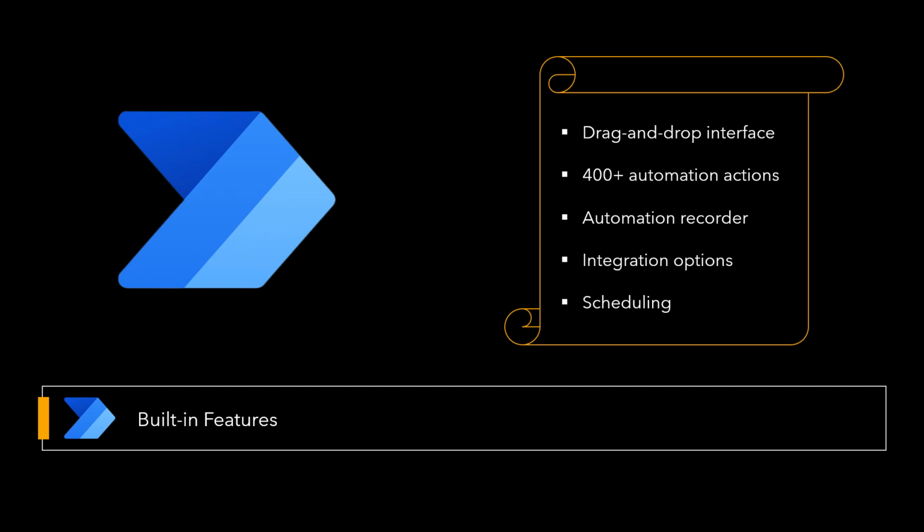Capture like a pro. Record your actions with the Automation Recorder feature. It captures your steps and turns them into automated processes, making it easy to create efficient workflows. Seamless integration. Connect Power Automate with web browsers, desktop apps, and more. It seamlessly works with your favorite applications, making automation a breeze.